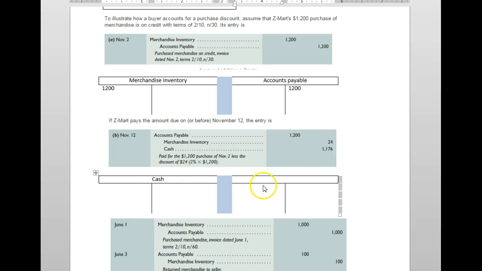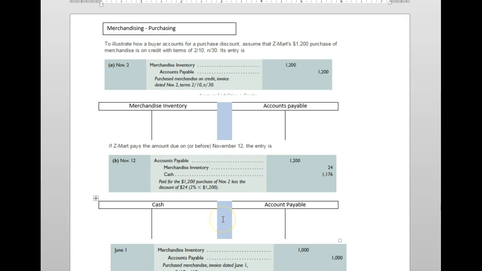So I debit my accounts payable for $1,200, and it'd be nice if I knew how to spell, yes? And I'm going to credit my cash for that $11.76. In addition to, I don't have the, okay, here we go.